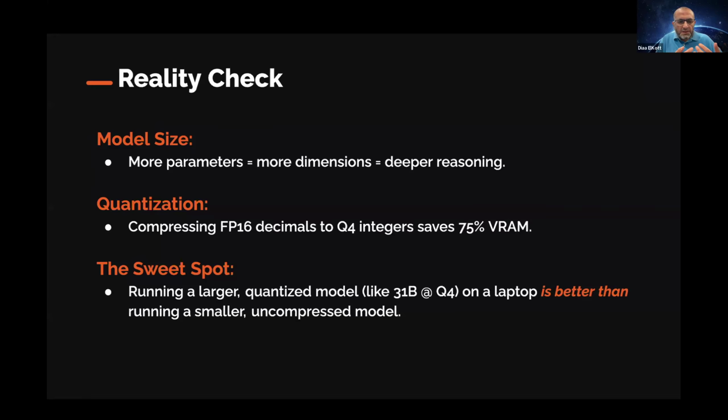The sweet spot typically would be to use a quantized version of a large model over a smaller version of a model. So for example, if I have Gemma 4 2 billion parameters, it would actually be better to use the quantized version of the 31 billion Gemma 4 than to use that 2 billion parameter model.